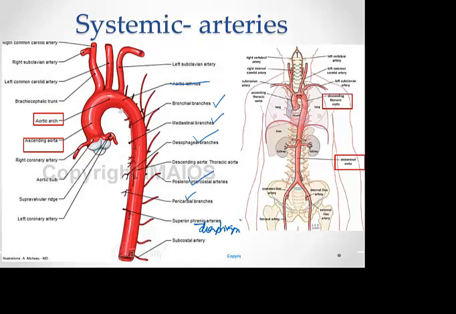Remember the diaphragm, in ANP1 you must have done that. The diaphragm was supplied by the phrenic nerve. So anything to do with the diaphragm, we use the word phrenic. And here's the diaphragm. So can you see how the thoracic aorta can give a branch to the diaphragm like this? So that's called the superior phrenic artery. So from this picture itself, you can see what the branches are of the ascending aorta, the arch of the aorta, and the descending thoracic part of the aorta.